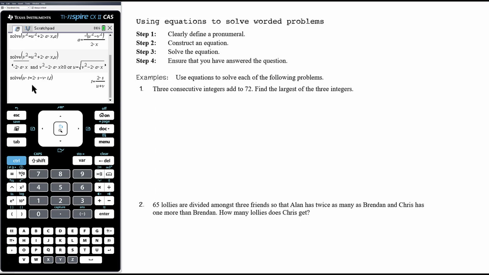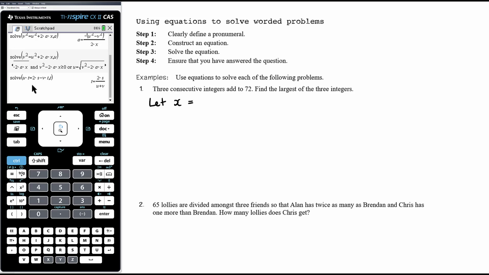2, 3, 4 are 3 consecutive integers. 105, 106, 107 are 3 consecutive integers. Okay, so we want to think about how we can represent those algebraically. The question asks us to find the largest of the 3 integers. So if we were to, don't write yet, let's just listen for a minute.